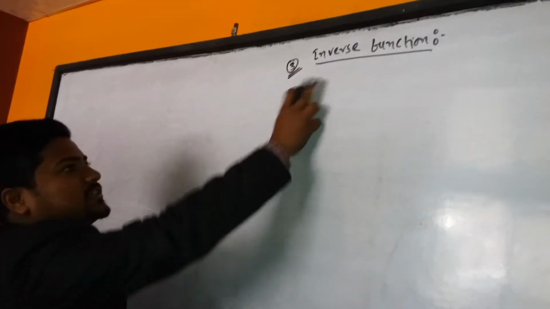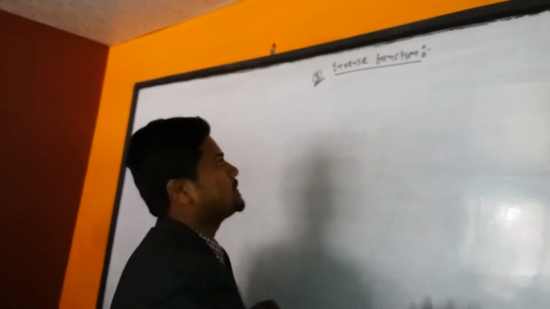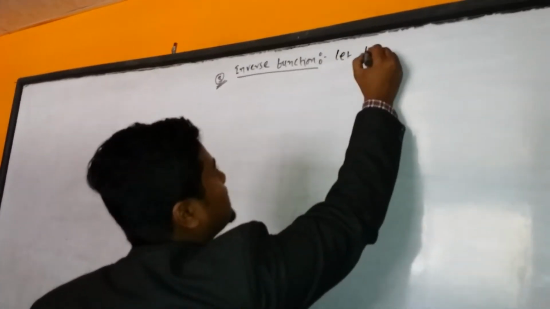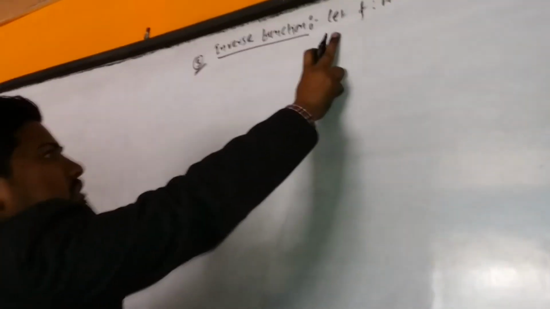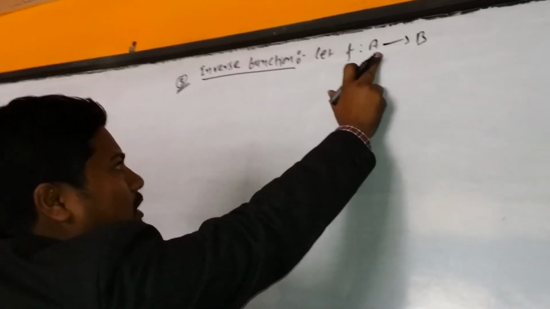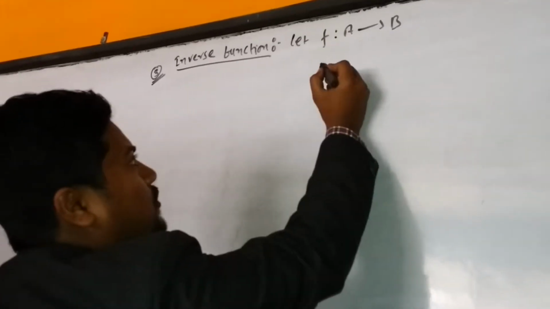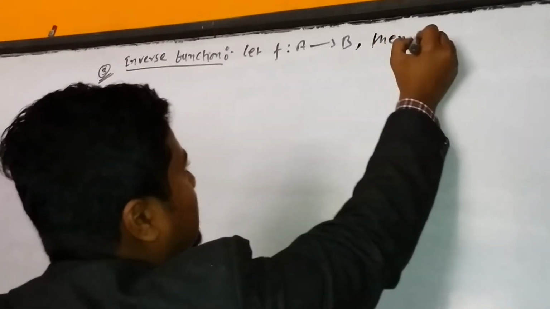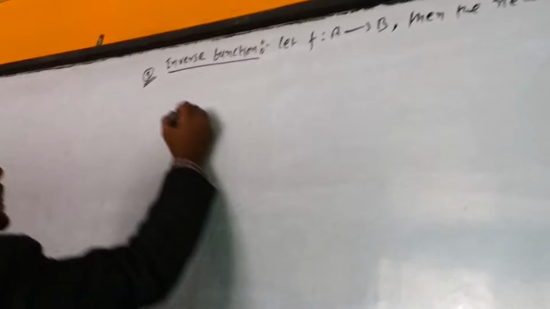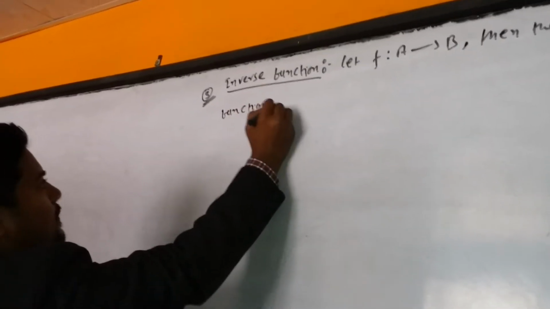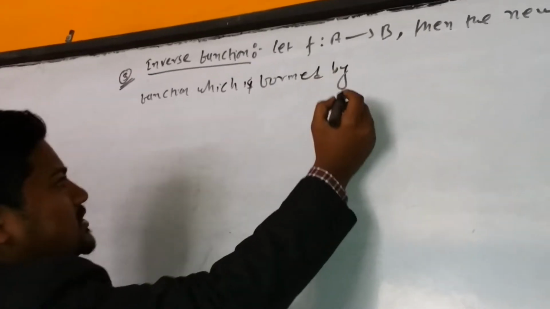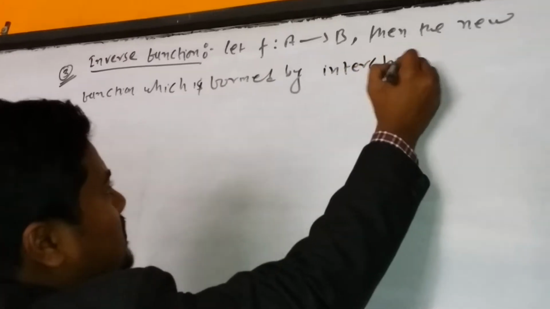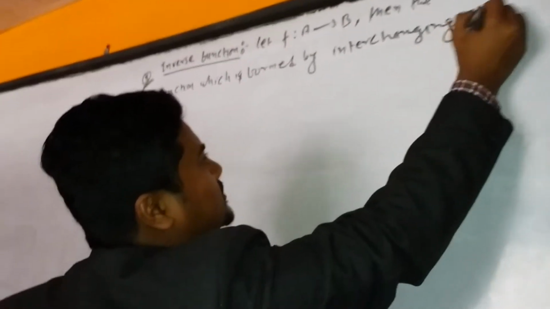We have three topics. Next is the inverse function, and this definition is also very important. Inverse function means: let f be a function from set A to set B. Then the new function which is formed by interchanging its domain and range.